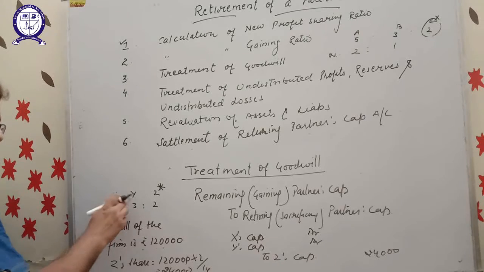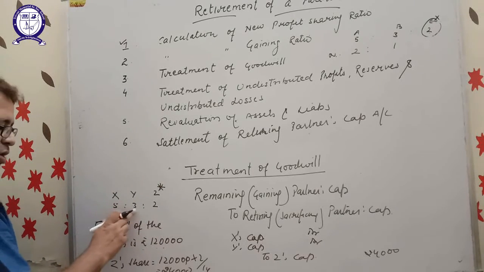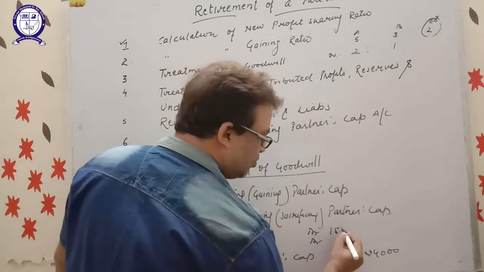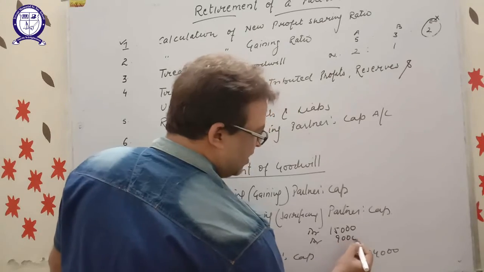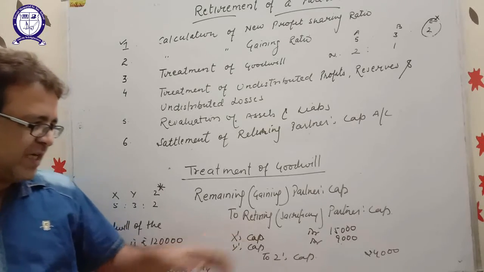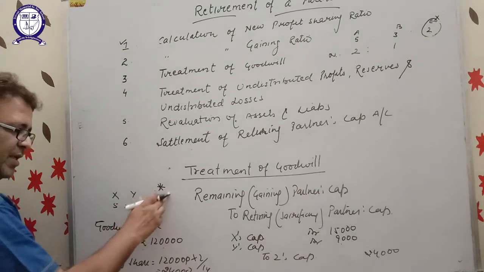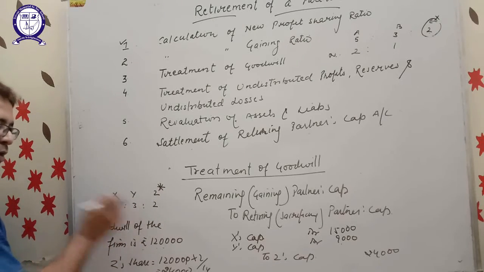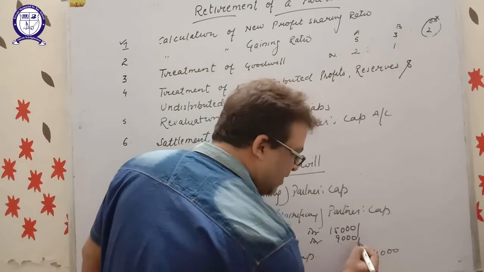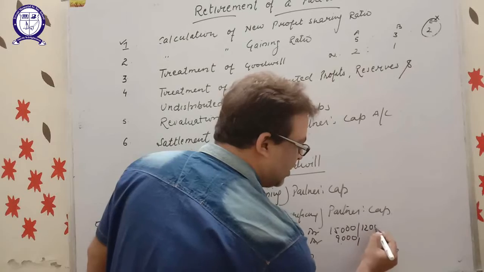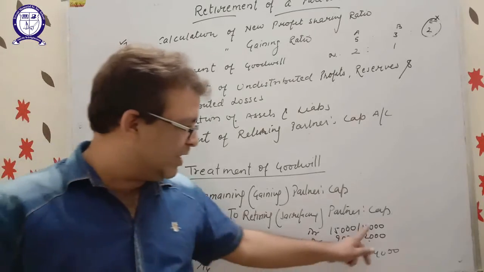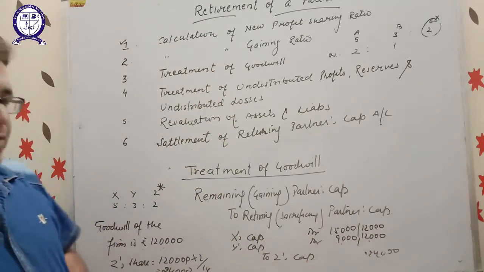And what is the gaining ratio? Suppose nothing is given in the question, the old ratio will be treated as new ratio and the same will be gaining ratio. So 5:3 is the gaining ratio: 15,000 and 9,000. So the journal entry will be X debit, Y debit to Z's capital account. Now suppose Z's share is taken up by X and Y equally. So the gaining ratio in that case is equal, and the goodwill will be given by X and Y equally, 12,000, 12,000. The entry will be X debit, Y debit, 12,000, 12,000 to Z's capital account.